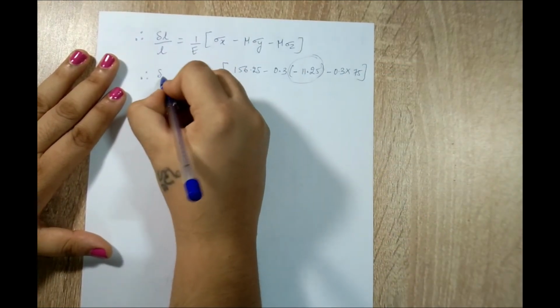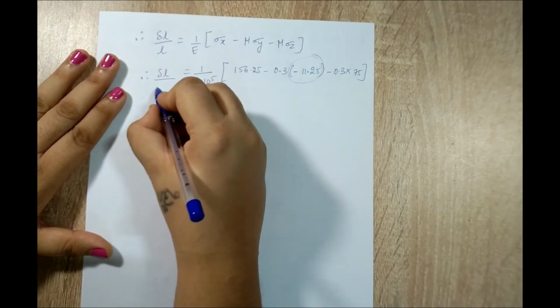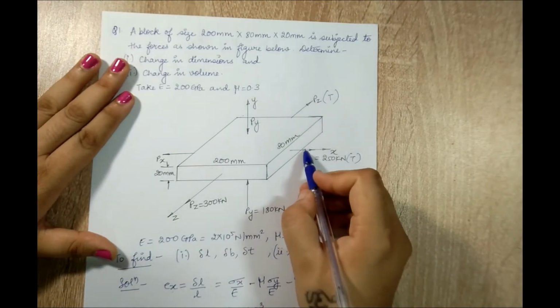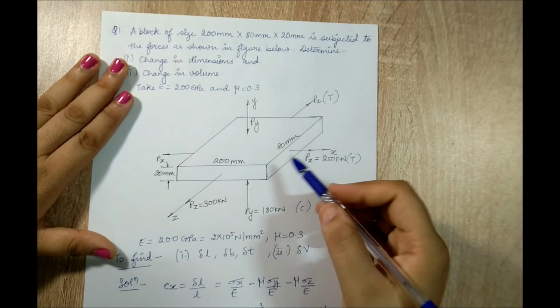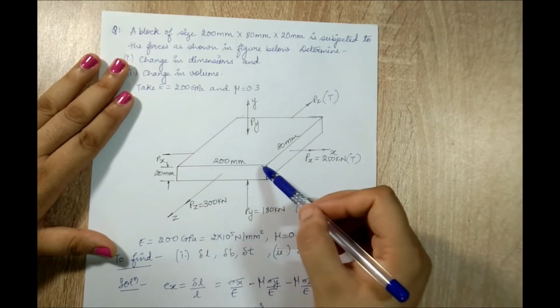Now here there is delta L, and the value of L is, if you look carefully, Px is talking about the length 200, wherein there will be an elongation.